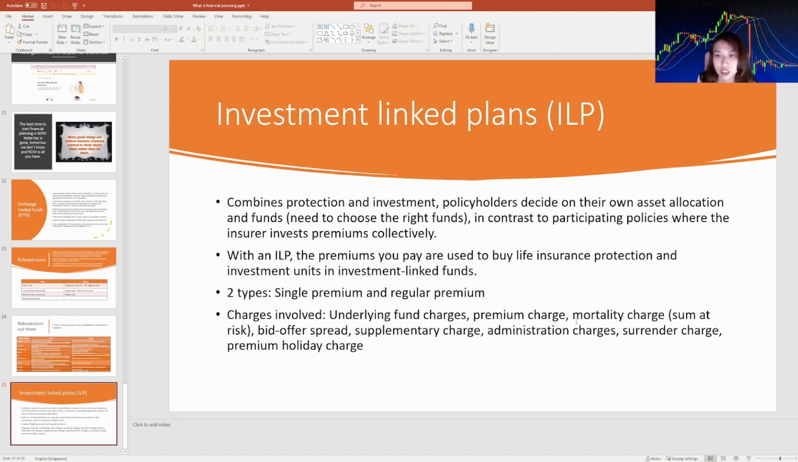Because you are investing in mutual funds and unit trusts, there will be underlying fund charges for the fund managers to manage the fund. Also, when you invest, there's sometimes a premium charge. Not all investment-linked plans have this premium charge.